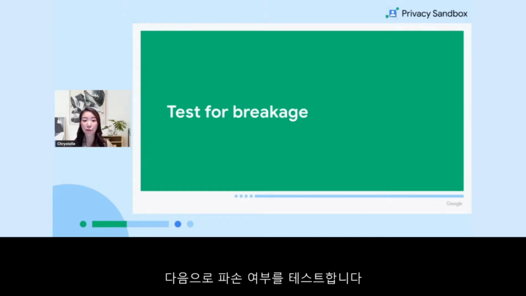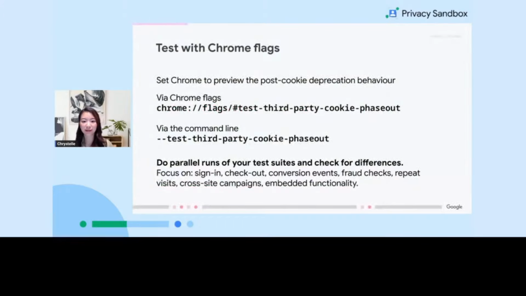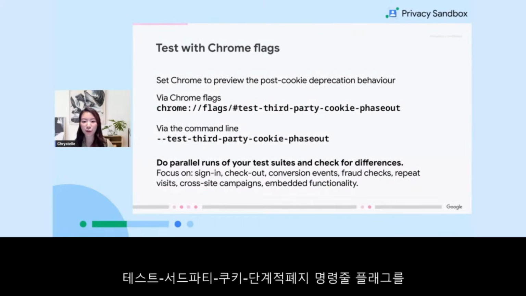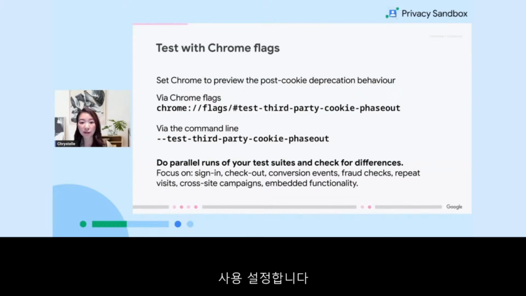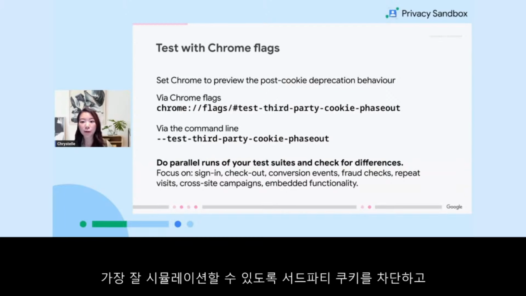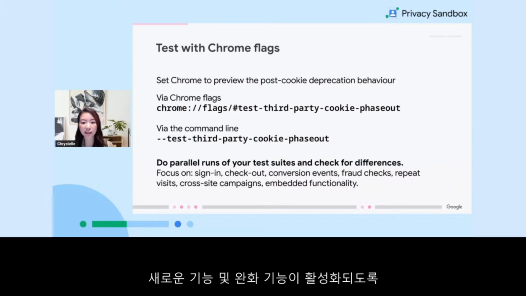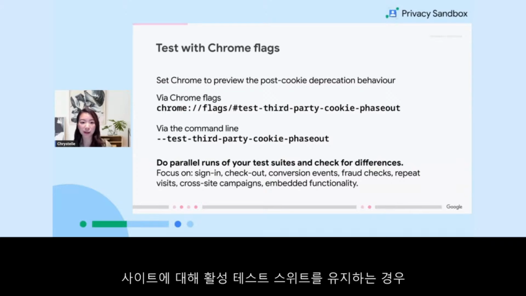Next, test for breakage. You can launch Chrome using the test third-party cookie phase-out command line flag, or from Chrome 118, enable the Chrome flag test third-party cookie phase-out. This will set Chrome to block third-party cookies and ensure that new functionality and mitigations are active in order to best simulate the state after the phase-out.